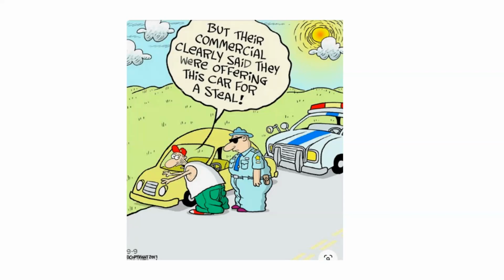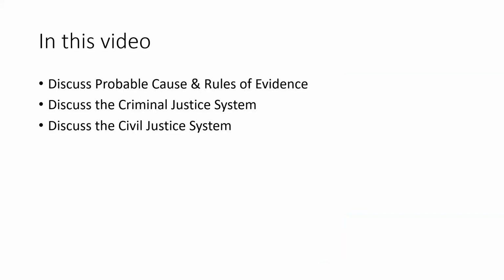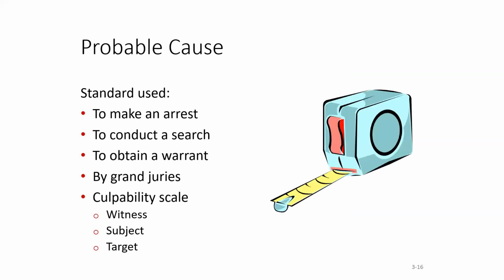Here we're going to continue talking about the legal system. So in this video, we're going to cover three things. First, we're going to talk about probable cause and rules of evidence. Then we are going to discuss the criminal justice system and compare that with the civil justice systems. Let's get started on probable cause.